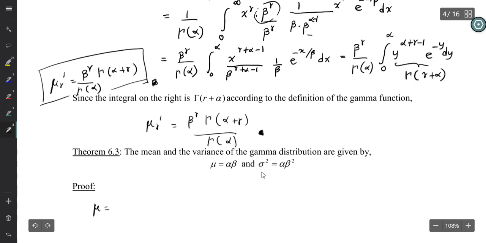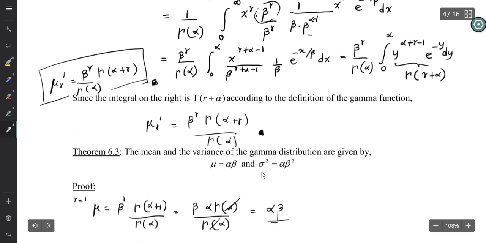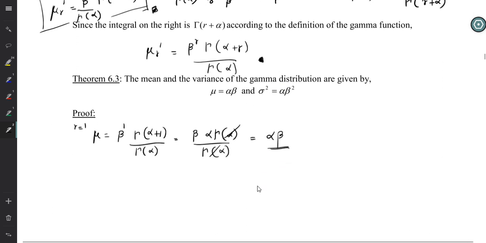Mu is the first moment. At mu, you have r equals 1. So what do we get? Beta to 1 gamma at alpha plus 1, our r is 1, and gamma alpha. So what is that? Beta times gamma alpha plus 1 is, you already know, that is alpha gamma alpha divided by gamma at alpha. So this cancels out. You get nicely alpha times beta. So this is the mean. So I'll leave as an exercise to find the variance.